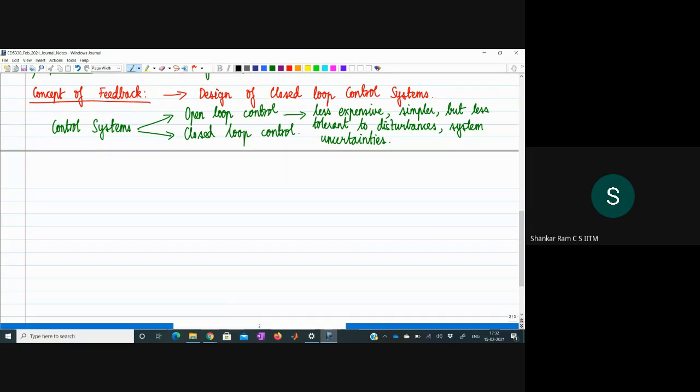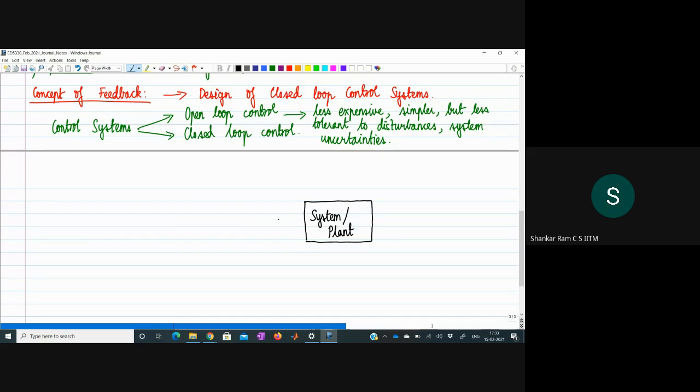So let me draw a basic diagram. Please look at how I am drawing the diagram, and then we can discuss more about it. Right. If we take a system or a plant, let us say we provide the input to the plant. Let's call the input some u of t, and we get an output y of t.